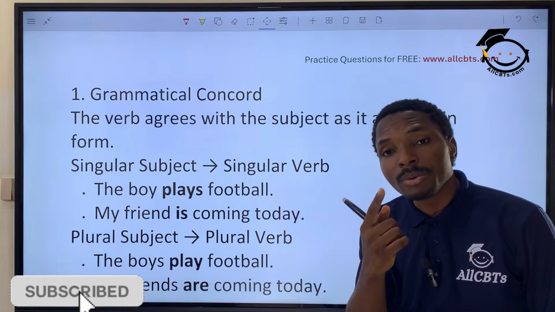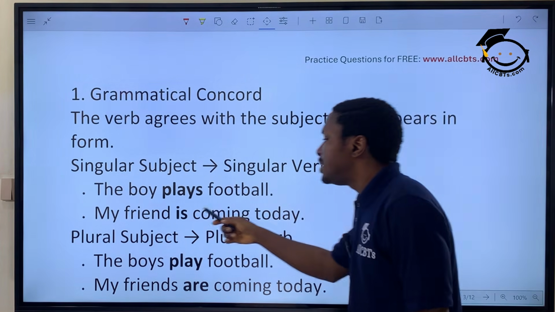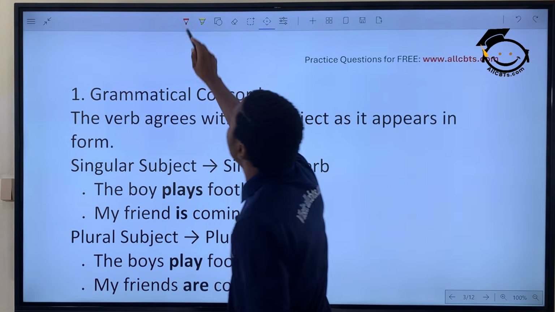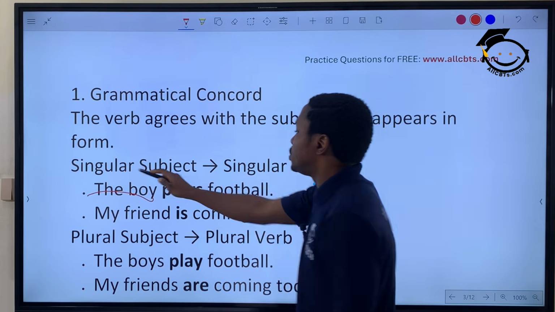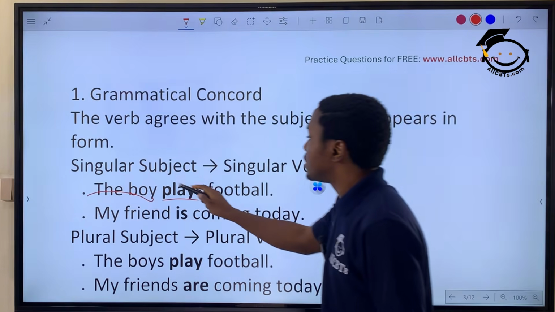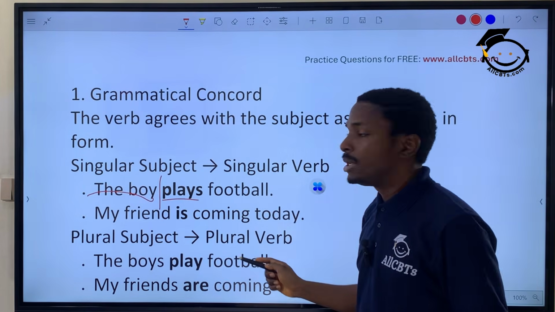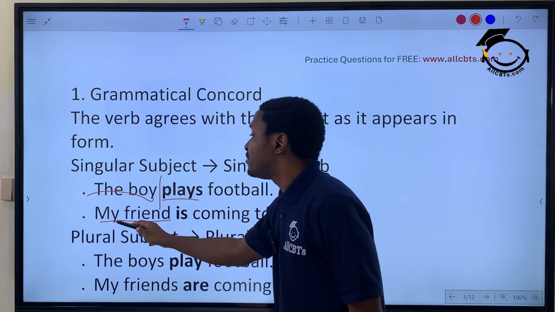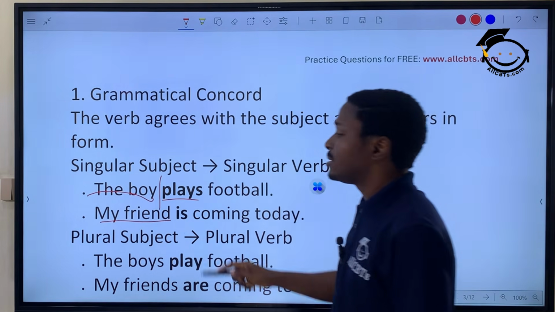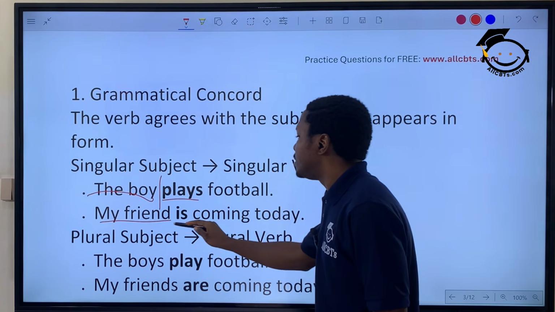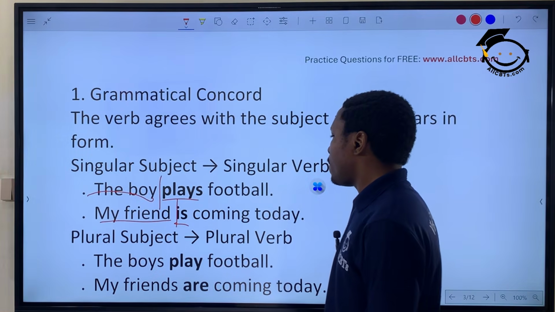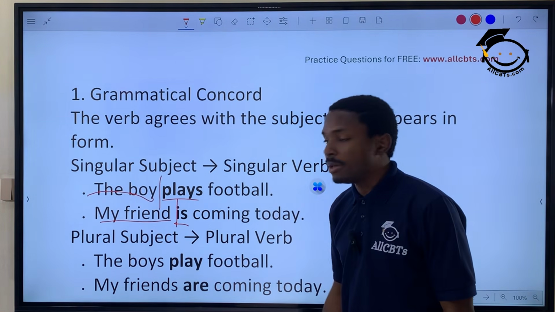My friend, one person, okay, singular. Is for one person, singular. So the boy, singular, subject, singular, verb, plays, singular. Now this is the subject and this is the verb. My friend, or maybe friend, okay, not even my is there. Friend, singular, is, singular verb as well.